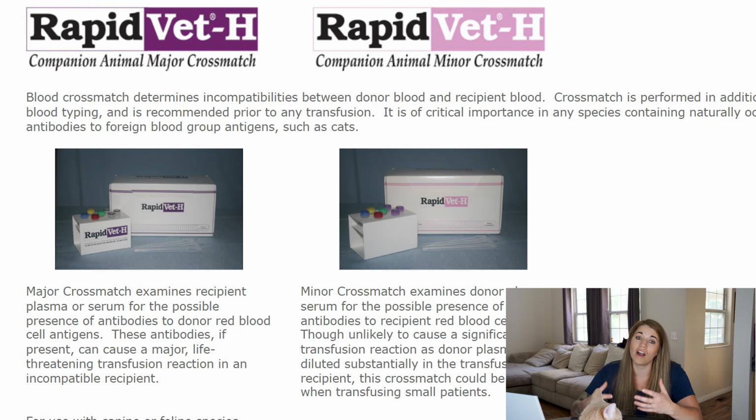Okay, I have saved this for the end of the video because it is a little tedious, but I want to go over the steps for how to perform a manual cross-match. Commercial cross-matching kits for major and minor cross-matching are available, and they are faster than doing a manual cross-match, but they are not perfect, meaning if there is any question about the results of these commercially available major minor cross-matching kits, we should still do a manual cross-match to confirm the results.